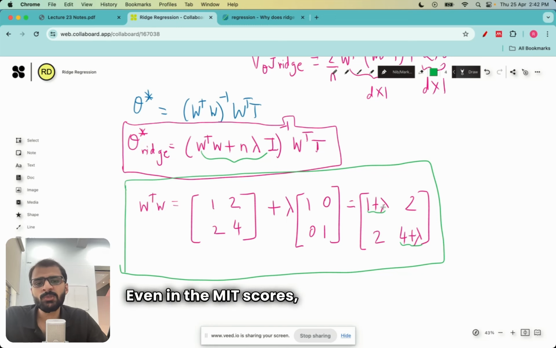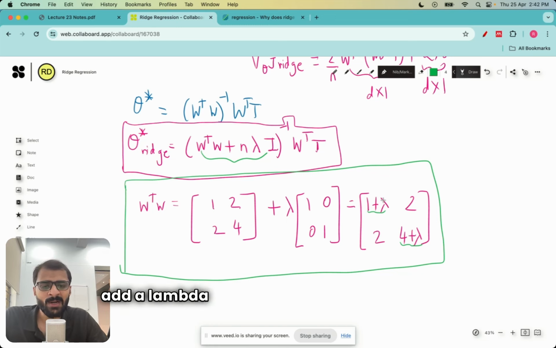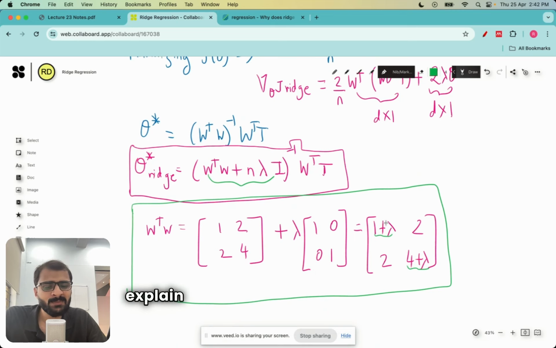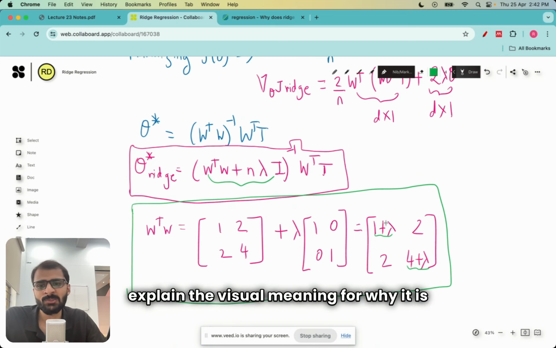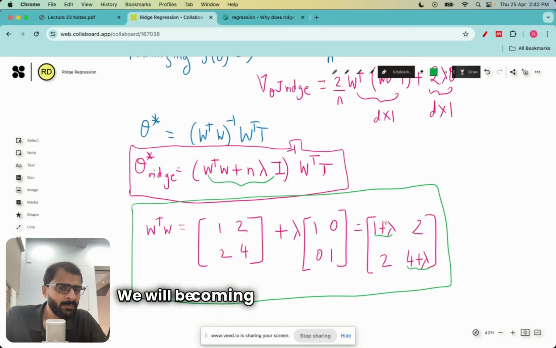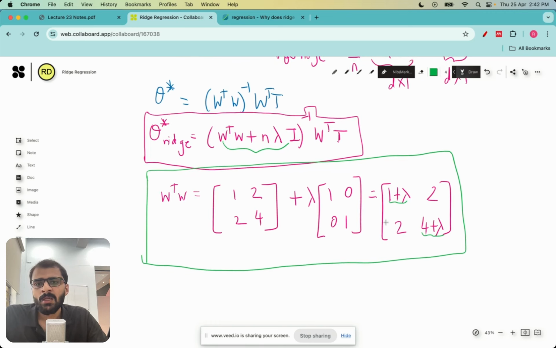Even in the MIT's course, it said that if you add a lambda to the diagonal term, that's why it's called ridge regression. And in the MIT's course, they do not explain the visual meaning for why it is called ridge regression in the first place. We'll be coming towards that toward the end of this lecture. So please watch till the end.